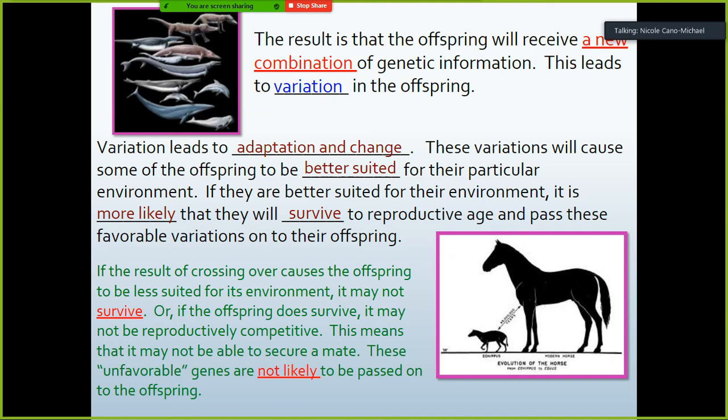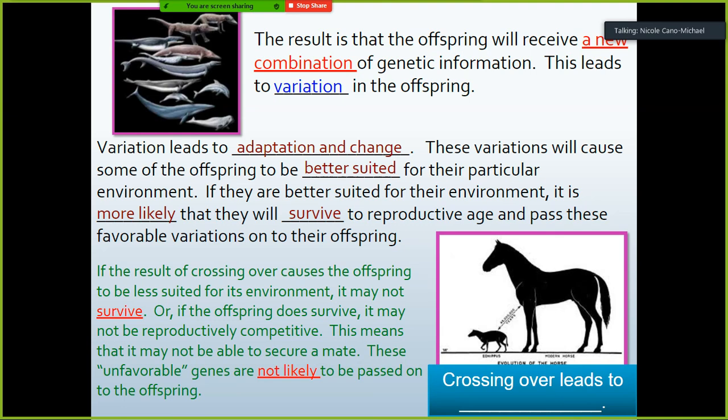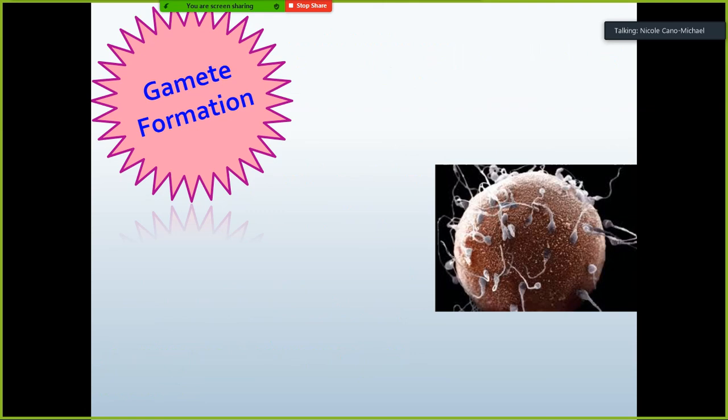If the result of crossing over causes the offspring to be less suited to the environment, it might not survive. And if the offspring doesn't survive, it might not reproduce. And that means these unfavorable genes are not likely to be passed on to the offspring. Okay? So, crossing over one more time, it leads to evolution. The whole reason why genetic diversity is important is because it leads to evolution, which we will be getting to in our next unit, but that's okay. We'll kind of put a pin in it for right now.